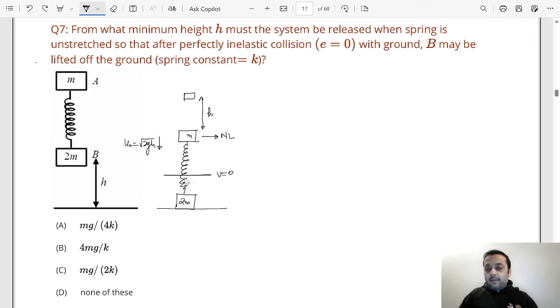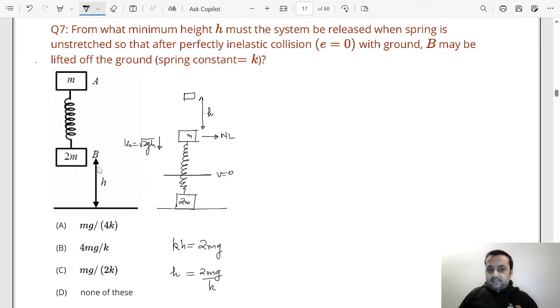Now look, when m stops finally here, the extension in the spring has become h, because remember this was the natural length. That means the spring is in extension, so it will be applying an upward force of how much? K into h. If this becomes equal to 2mg, then on the 2m the upward spring force will be kh, and we can say that 2m will be just lifted from the ground. That means what we can say?